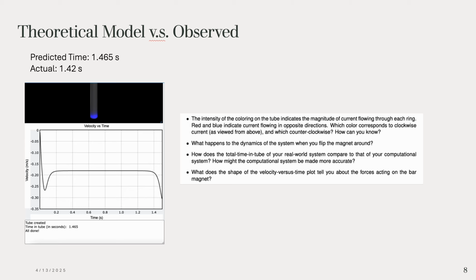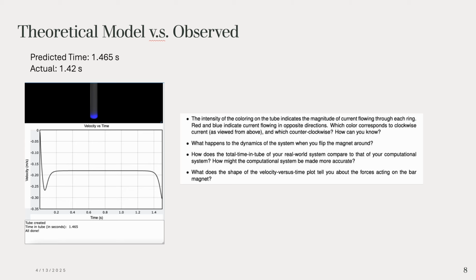I believe red is an induced current clockwise because as the North Pole is falling, the arrow of negative dΦ/dt is pointing upwards, meaning induced current will be clockwise in red, and the opposite is true on the bottom in blue. It'll also be pointing up, but it's counterclockwise. As for the dynamics of the system, when you flip the magnet, the currents will still be pointing up, but the current will be going the other way.